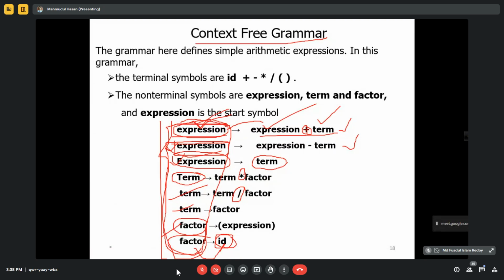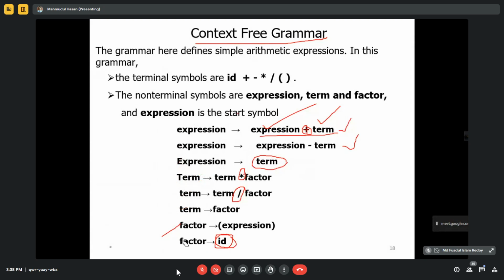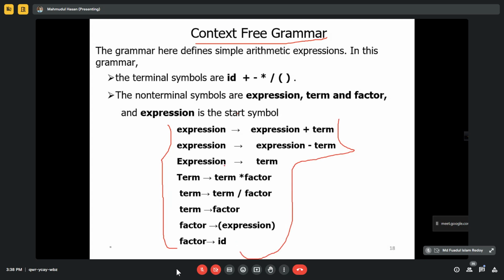If you observe this grammar very carefully, there are two parts in your grammar. Suppose this is the arrow. So there are two parts, left hand side and right hand side. You can say that a context-free grammar has two parts, right hand side and left hand side.